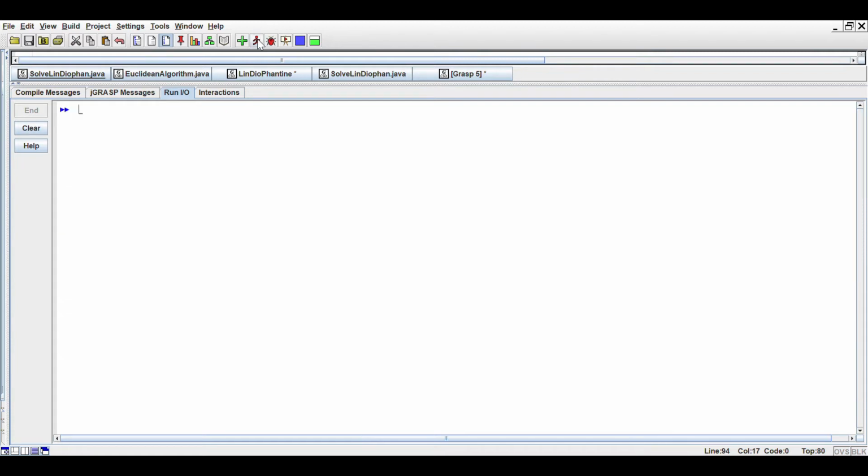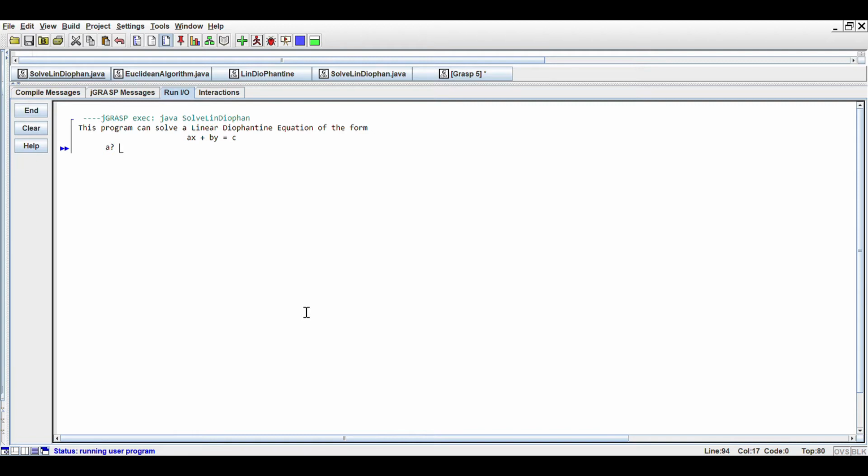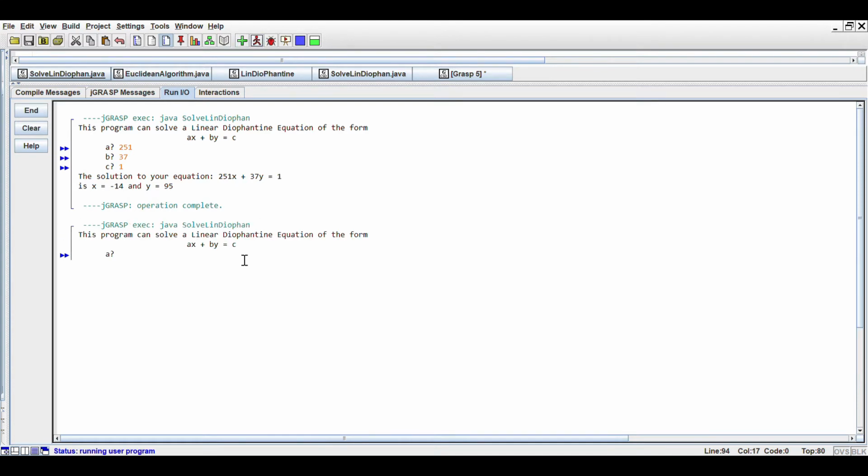So that's pretty much how this works, and we can see it in action now. Let's test our 251 and 37 first, just because we know the answer to that. And so we get -14 and 95, which is pretty cool. You guys can double check me if you're skeptical at all. So here's another one that you probably know the answer to, or at least have a feel for. 45 and 10. Greatest common divisor will be 5, so let's do some multiple of 5 for c. And we get out some nice giant numbers, which is pretty cool.